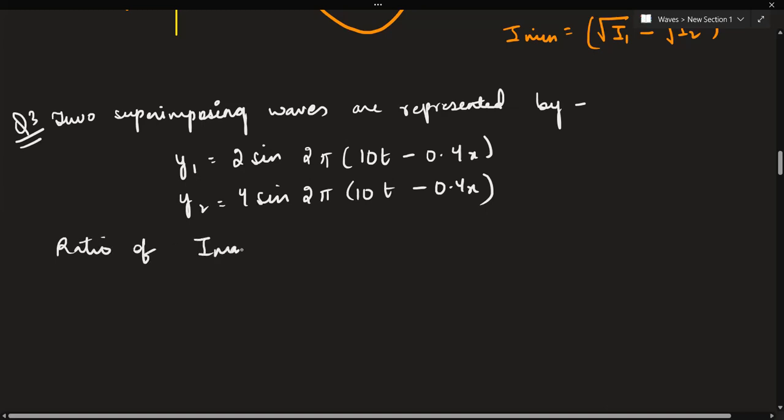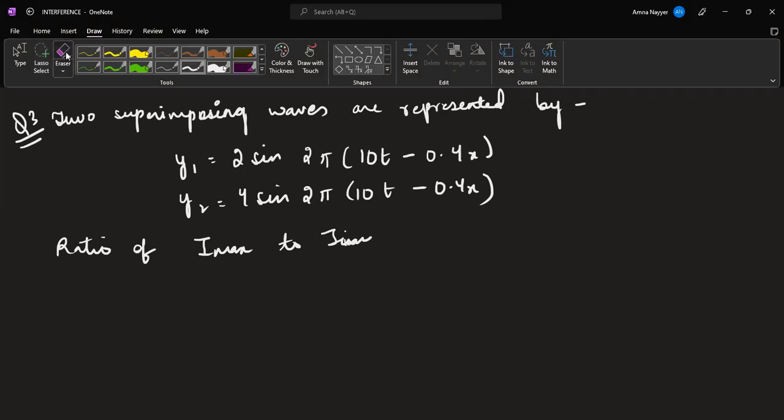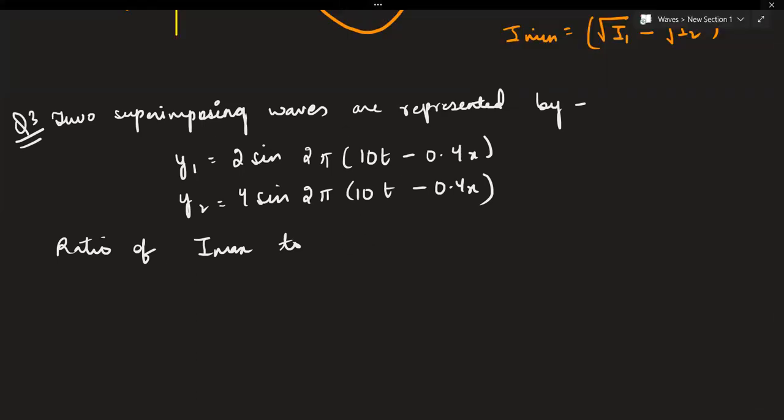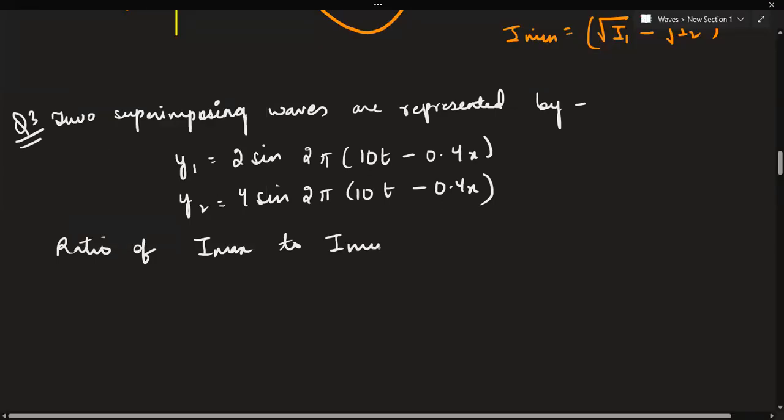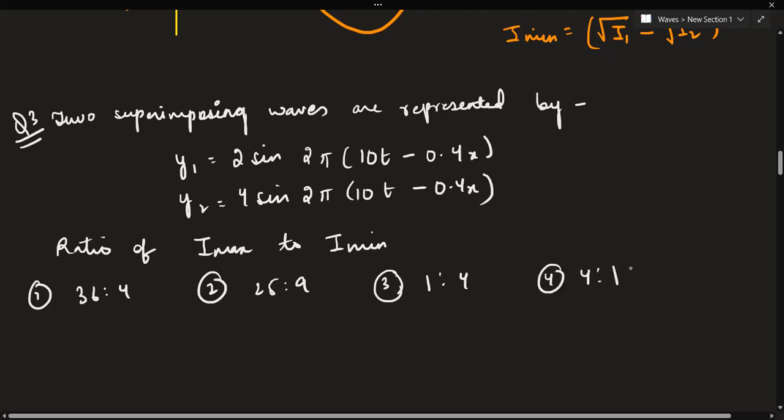of maximum intensity to minimum intensity, I max to I min. I'll give you options. The first option is 36 is to 4, the second option is 25 is to 9, the third option is 1 is to 4, and the fourth option is 4 is to 1. See how to solve it.